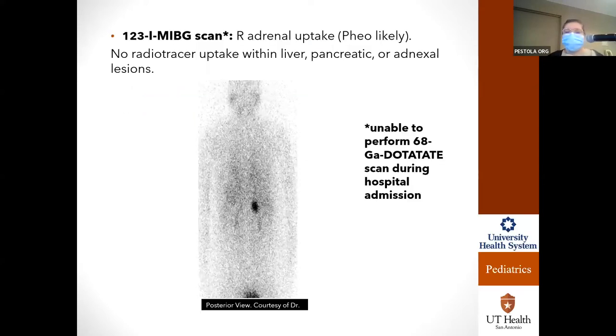We started an MIBG scan as we were initially unable to perform a DOTATATE scan while the patient was admitted. The scan is a posterior view, so what you're looking at here is the uptake within the right adrenal gland, but not the liver, the pancreas, or the ovaries.